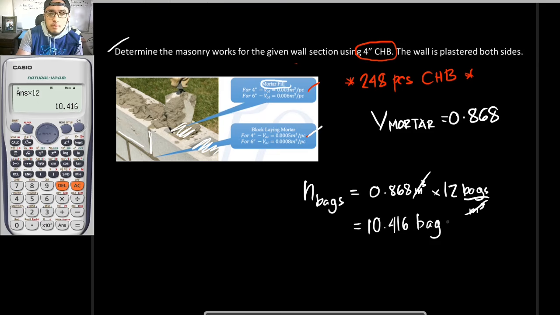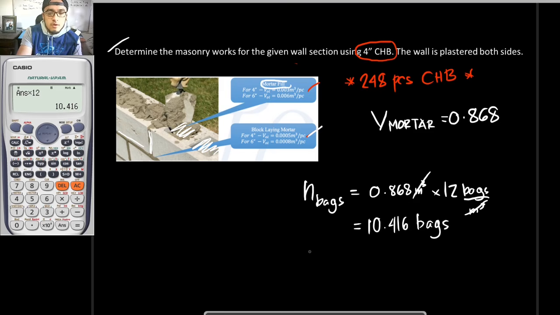Though there's no such thing as buying 0.416 bags, I wouldn't be rounding it up yet because we are not yet done with the computation for number of bags. We still have plastering works that would be needing cement bags. So we round up once we are done getting the number of bags. So that would be for the number of bags in mortar.